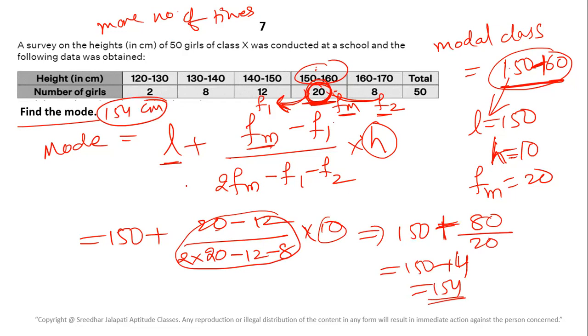What do you mean by that? 154 centimeters is the height of the largest number of girls in the class. There are more girls in the class with a height of 154 centimeters, because the mode is nothing but the one which occurs more number of times. So don't you think the mode is in the modal class between 150 and 160? We should always get that as the answer.